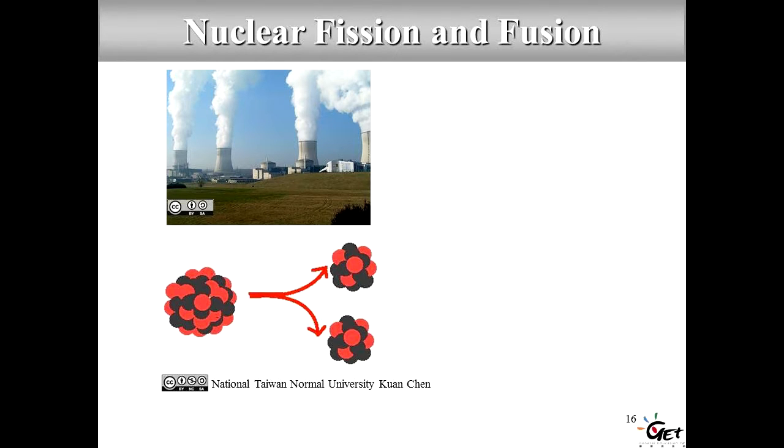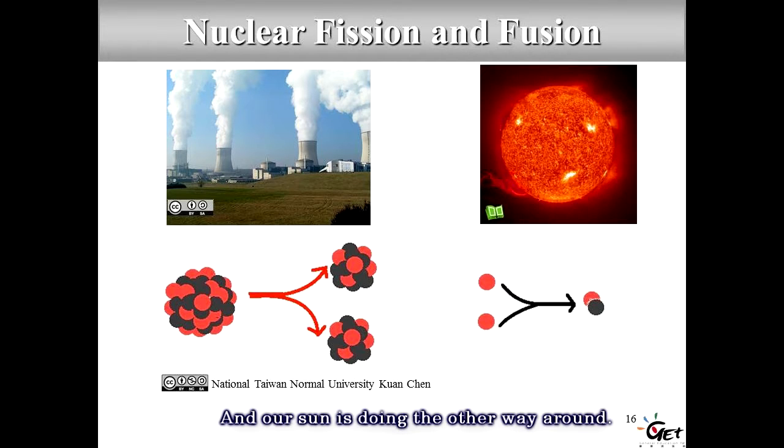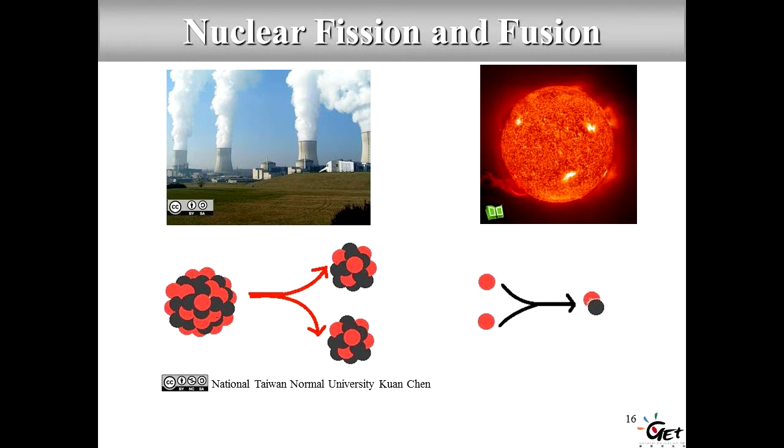So, this is a very famous power plant. It's the Simpsons Springfield power plant. So this is how it works. Fission: you take a big atom and you split it into 2 small atoms and you emit energy this way. And our sun is doing the other way around. It's taking 2 protons and making helium. So 2 hydrogen and making helium out of it.